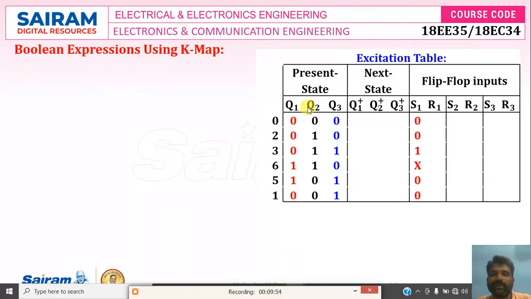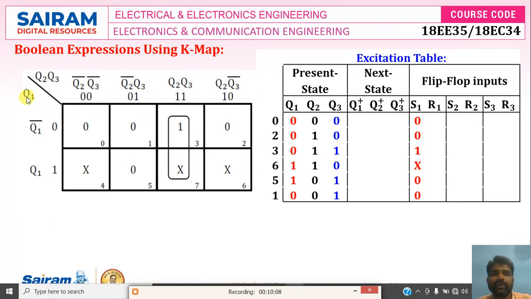Boolean expression using K-map. So similarly, as we followed in the last design using JK flip-flop. Consider Q1, Q2, Q3 as input and S1 as output. So write the three variable map of variable Q1, Q2, Q3, and these are the entries. For 0 cell, 0, for 2, 0, for 3, 1, for 6, don't care, for 5, 0, 1 and 0, and 4, 7 unused, so don't care. So here one pair is possible. So this is the expression. Clear now?